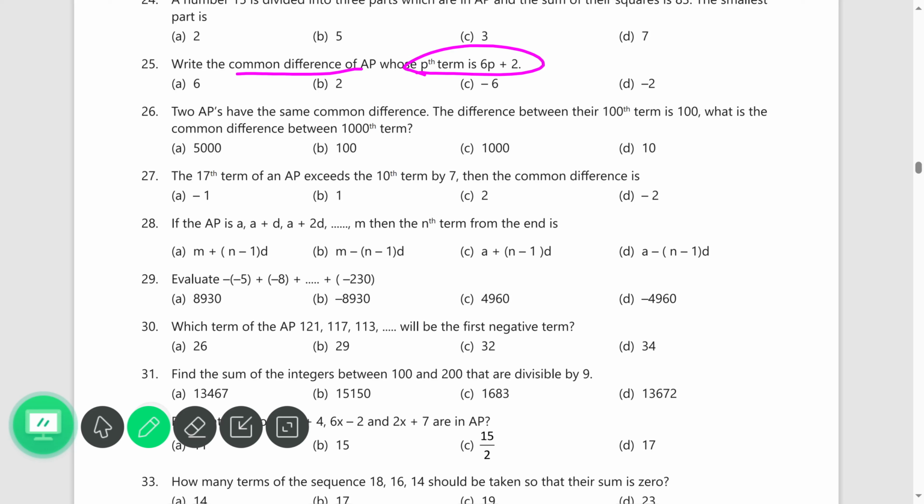Two APs. This, I hope, we have in the textbook sums. Am I right? What is the answer for this? Textbook sum. The difference between two APs, common difference are the same. The difference between the 100th terms is 100. Find the difference between the 1000th terms. Question 100 answer. Only one student is answering. Book back question.